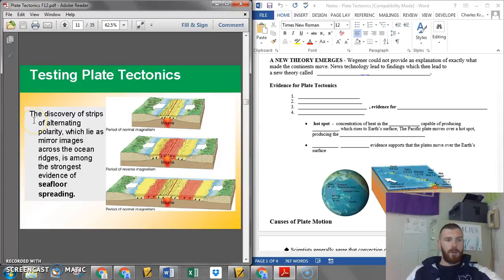So the discovery of strips of alternating polarity which lie as mirror images across the ocean floor ridges is among the strongest evidence of something called seafloor spreading, meaning that the ocean is splitting apart. We can see over time that the polarities change as the Earth spreads out.